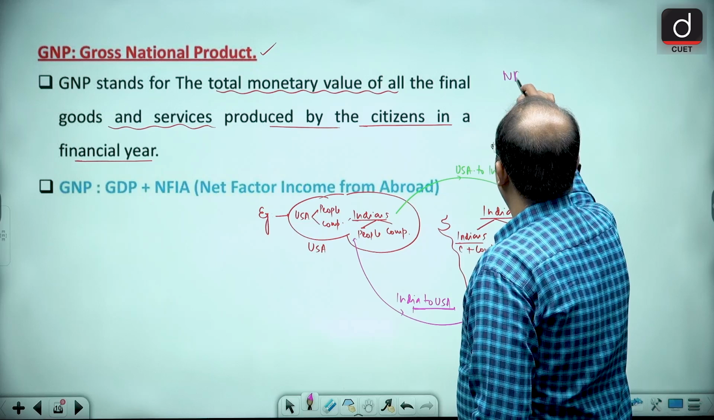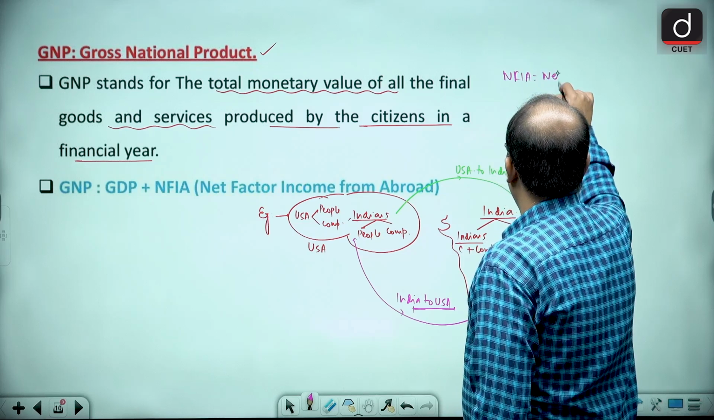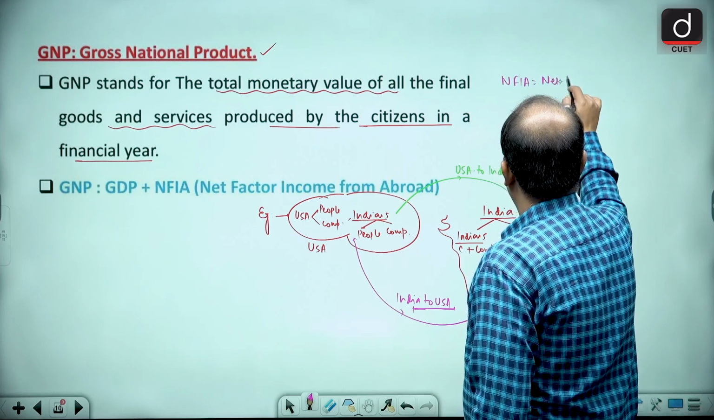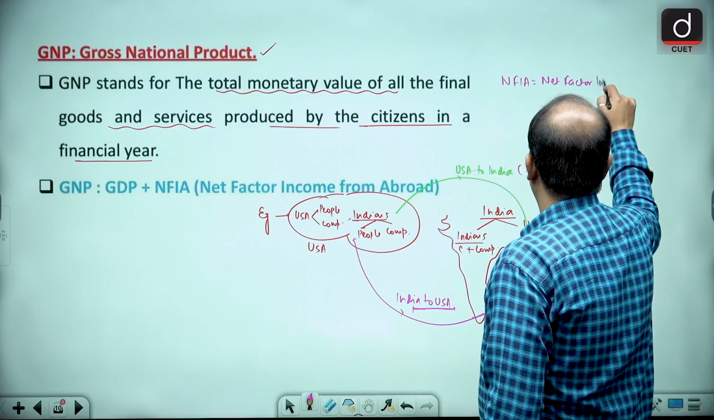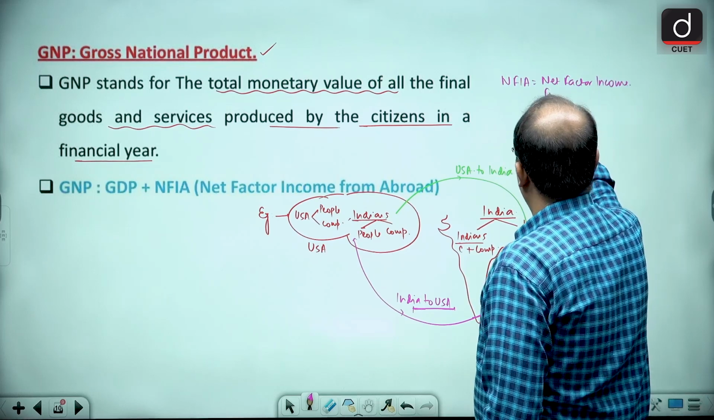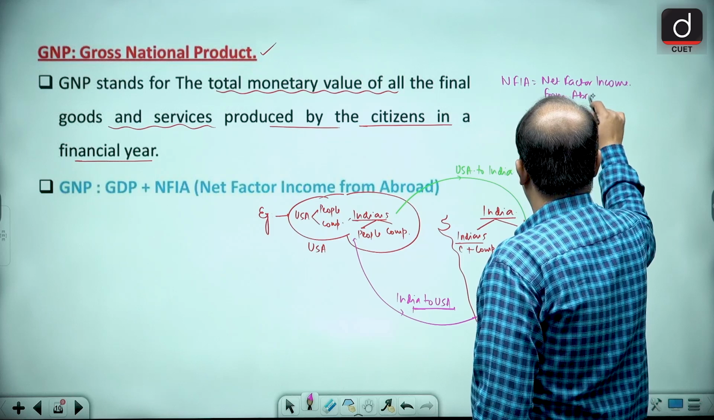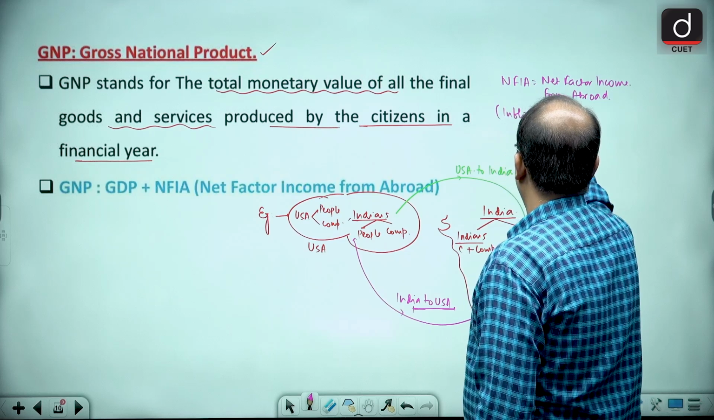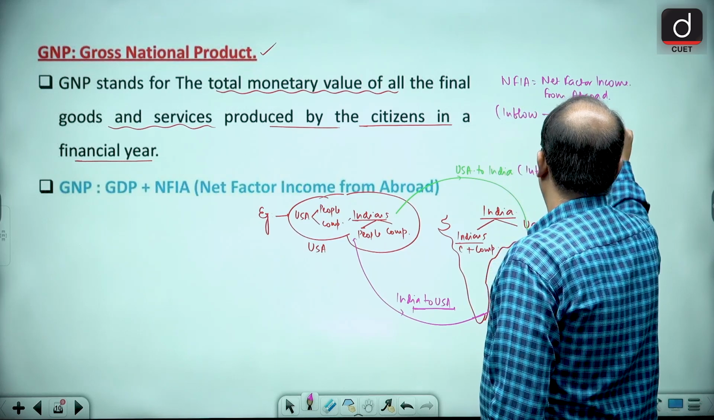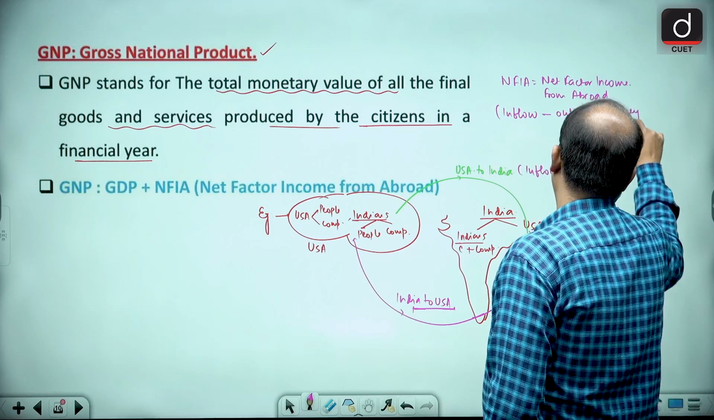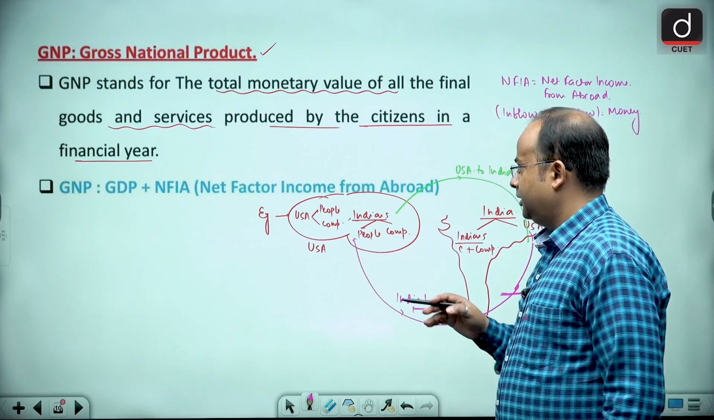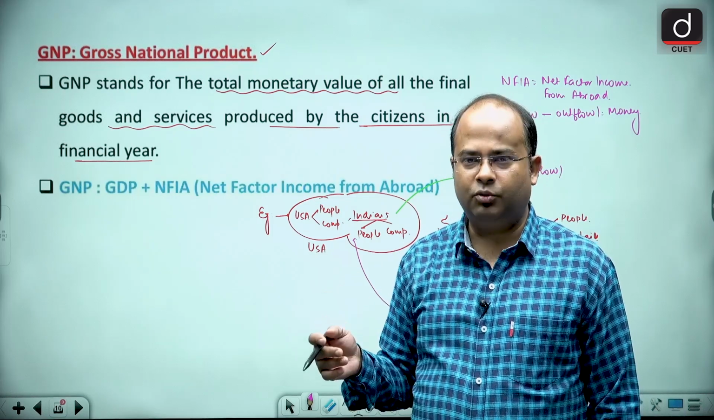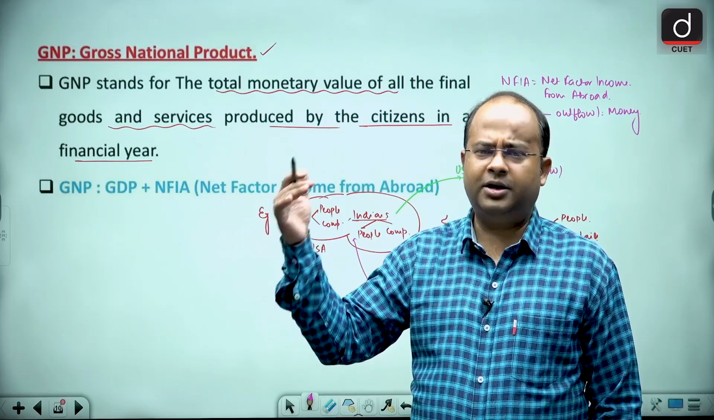And NFIA is called net factor income from abroad. This is inflow minus outflow. Now guys, if you will see, the investment of the US people, the investment of the US companies in India is more as compared to the Indian investment in USA.